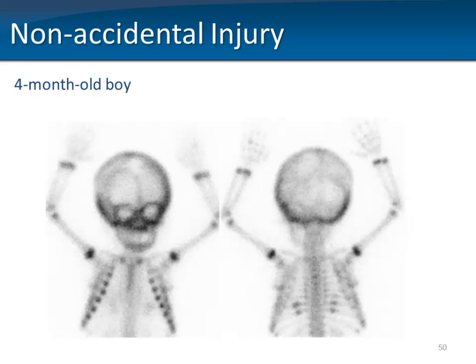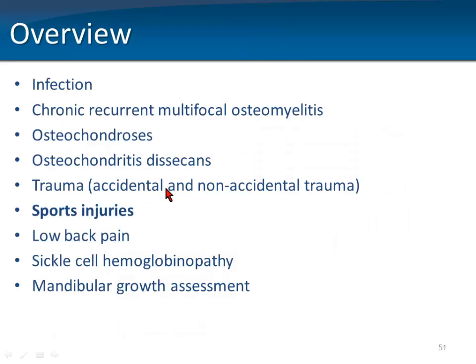So just an example of a bone scan image in a 4-month-old boy, where you can clearly see the posterior rib fractures, but also note the asymmetry of the skull and the left parietal bone. This was also found to be a fracture. So I will not go into the additional value of sodium fluoride PET-CT because I believe that will be addressed by the next speaker. But I do believe that sodium fluoride PET-CT has a major role to play in non-accidental injury.